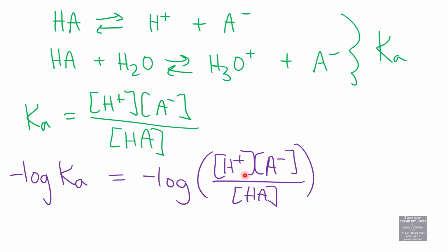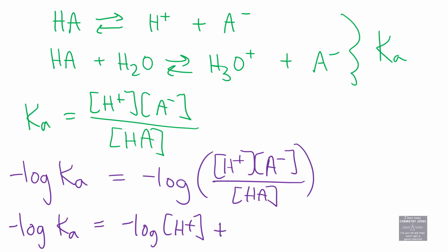As you may remember from algebra class, pre-calculus, calculus, I don't really know where you learned this. I don't remember where I learned it, but I remember learning it. When you multiply things in a logarithm together, it's like adding logarithms. So we can make this into negative log of Ka equals negative log of H plus, plus the negative log of A minus over HA. So that's just taking advantage of a logarithm rule. I didn't do anything fancy. That's just a rule of logarithms.